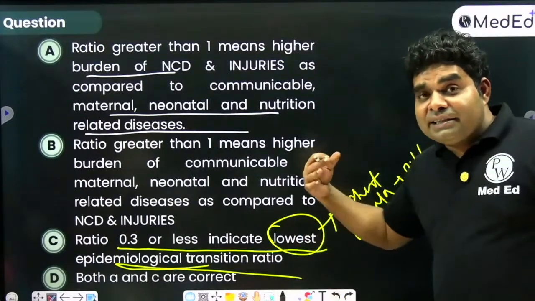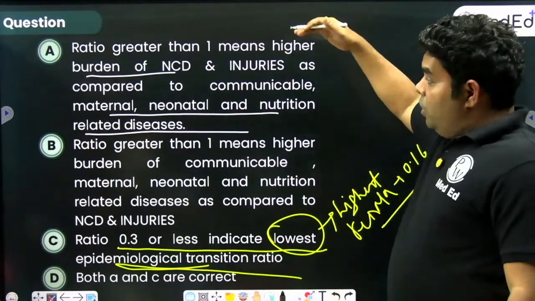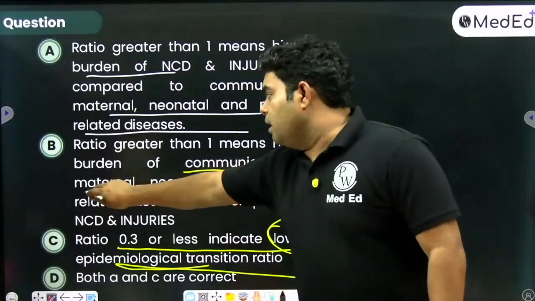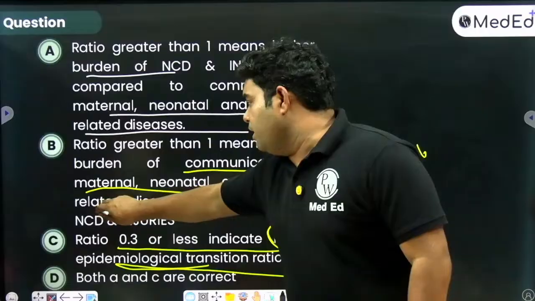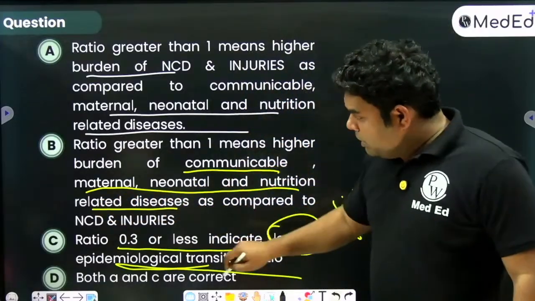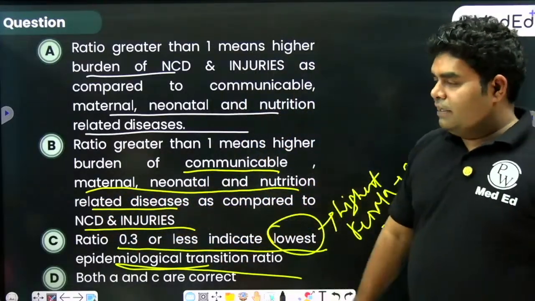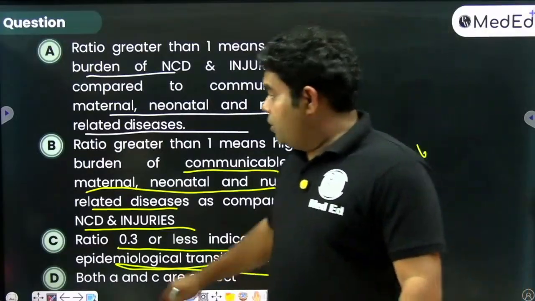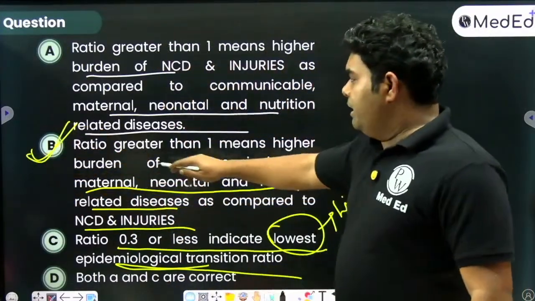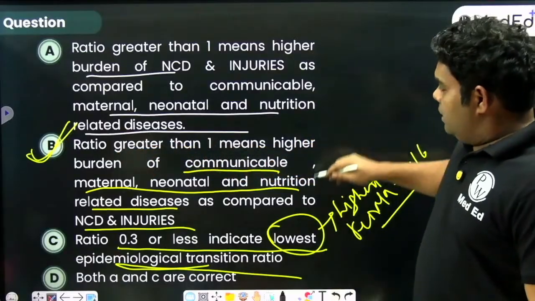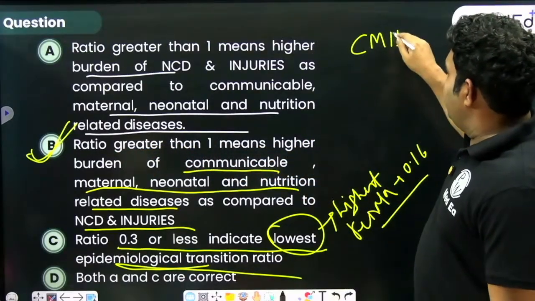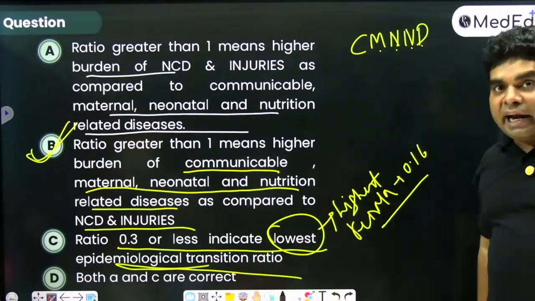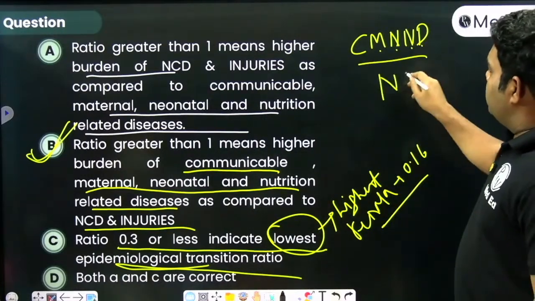Why is 0.3 highest? Because in the numerator we don't write NCD. In the numerator we write communicable, maternal, neonatal and nutritional related disease, and in the denominator we write NCD and injury. So what is the correct definition of the epidemiological transition ratio? The correct definition is we take the ratio between CMNND, communicable, maternal, neonatal, nutritional disease, which we write above, and NCD, which we write below.